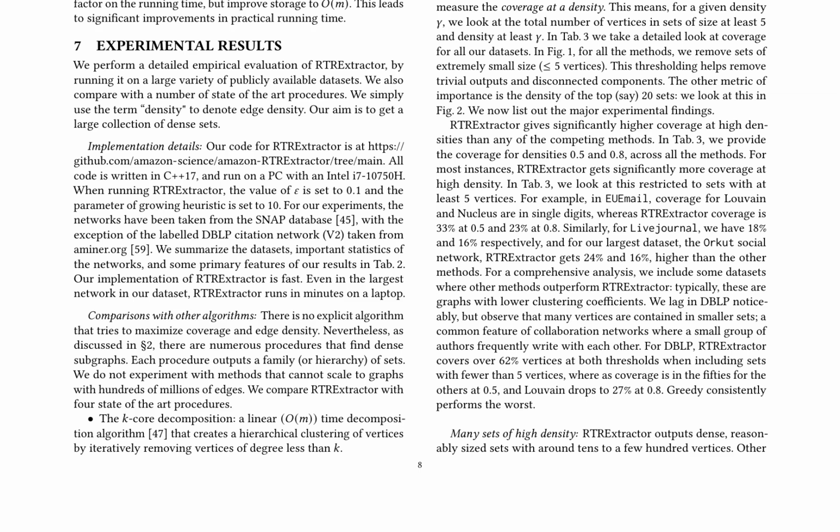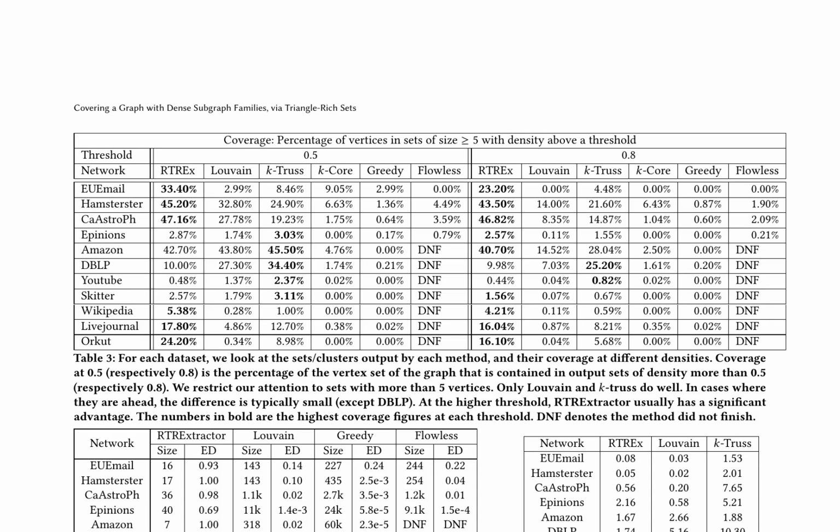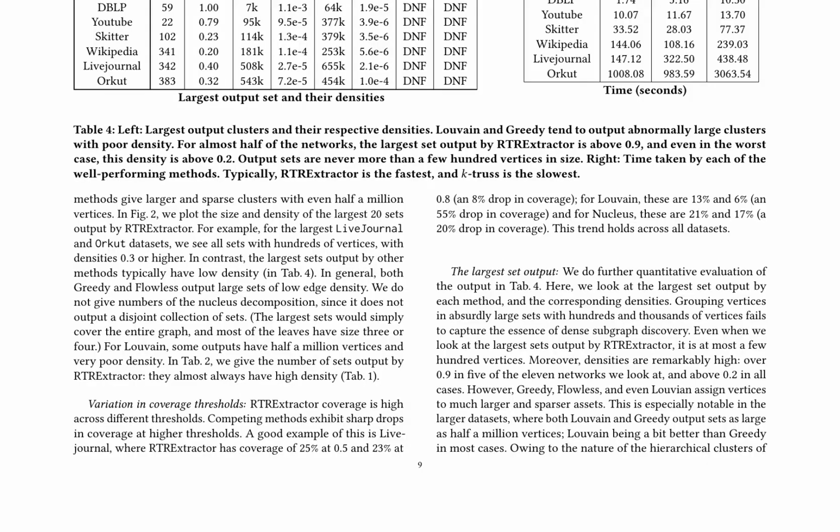The paper concludes that RTR extractor is a highly effective method for finding dense subgraphs in networks, especially in social networks and collaboration graphs. The research paper presents a novel method for discovering dense subgraphs in networks, introducing the RTR extractor algorithm. This algorithm effectively covers a significant portion of vertices in dense subgraphs, outperforming other methods like Louvain and greedy. The strength of RTR extractor lies in its ability to extract dense subgraphs with high edge density, often missed by other methods. The algorithm's performance is demonstrated through various datasets, including social networks, citation networks, and email networks.